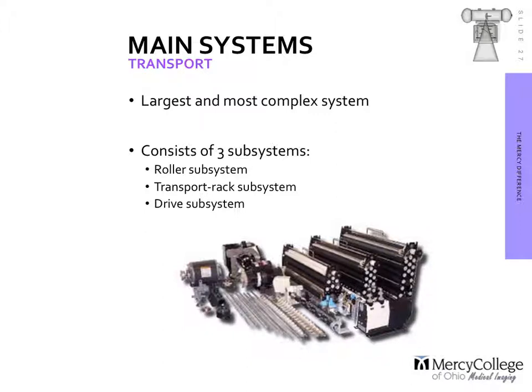So transport, just like the transportation system or highway system, it's going to move something from one place to another. So highways, cars from one place to another. The transport system within a film processor is going to move the film from one tank to the next tank. So there are 3 individual subsystems associated with this, and we're going to break down all 3 of those.